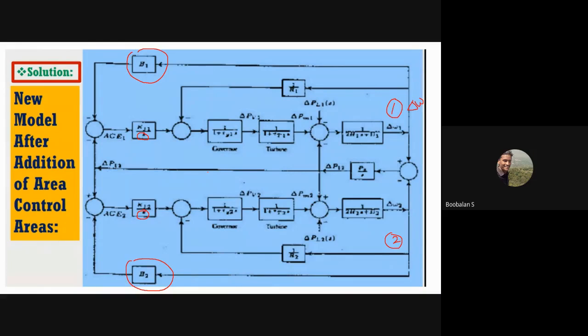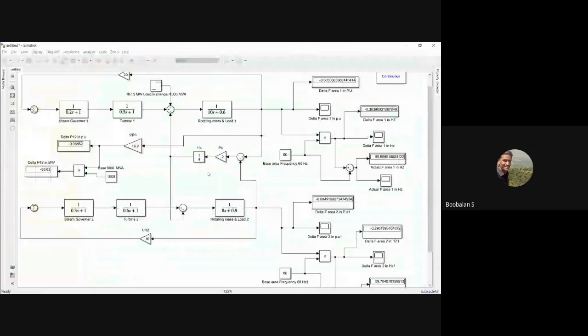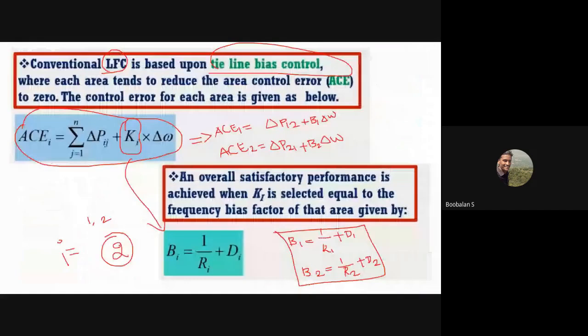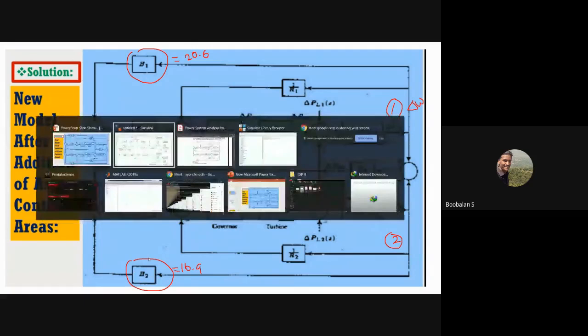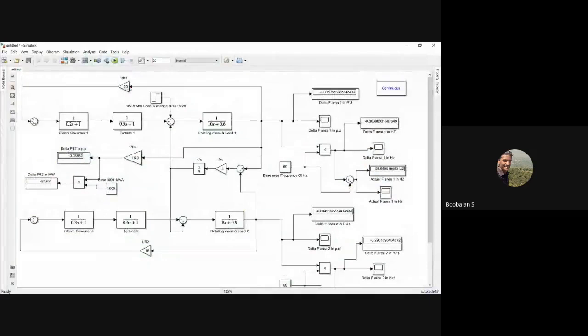B1 value சொல்லுங்க, calculate பண்ணிட்டீங்களா? B1 how much and B2 how much? 1 by R1 plus D1, 1 by R2 plus D2. B1 how much? 20.6. Okay, 20.6 is now B1, and B2? 16.9. Yeah, B2 16.9. So for this purpose we are just going to go with the gain blocks, right? So gain block we are just going to introduce over here. Just bring it out, gain block. Already we are having gain block, just copy and paste it.